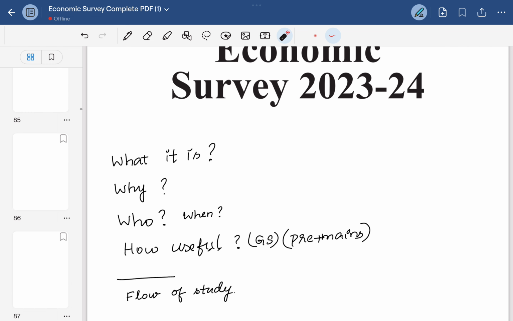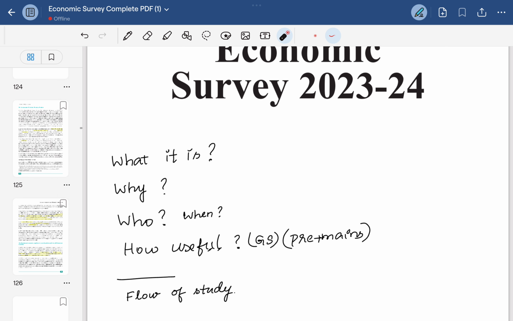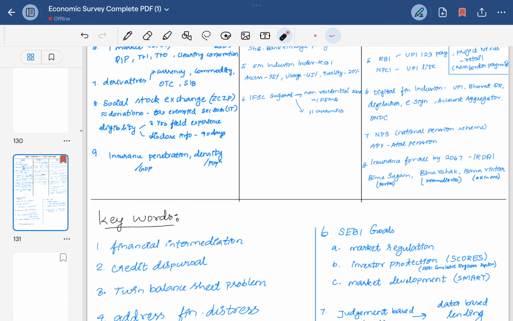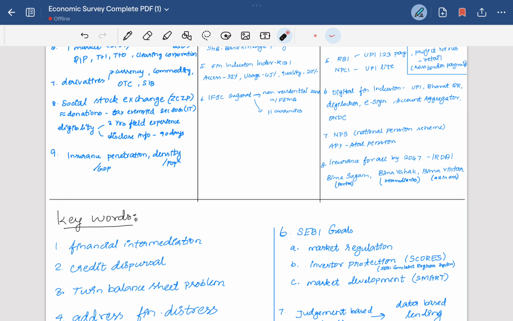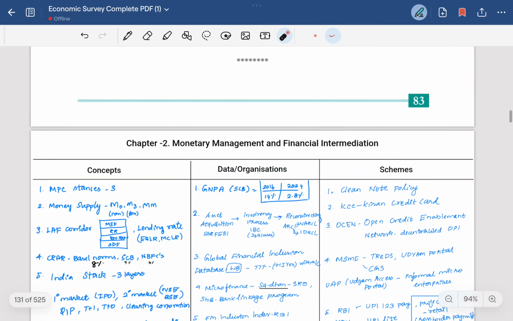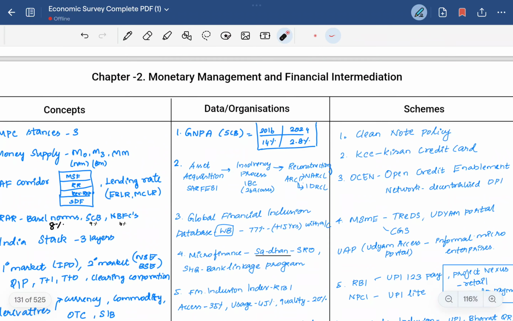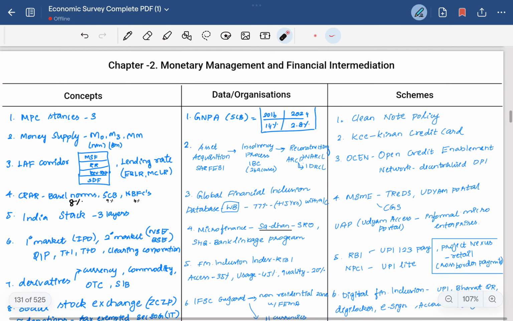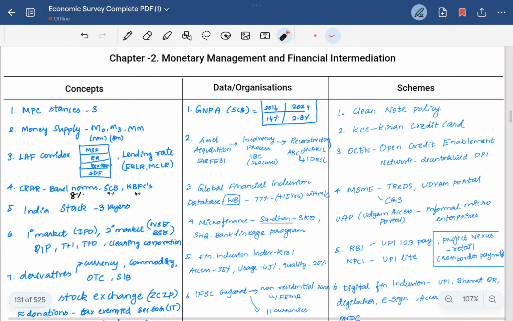I suggest you watch the first chapter of this Economic Survey, and then come to the second chapter. I have also provided one-pager notes for every chapter, so that it is easy for you to revise and replicate in the answer sheets during the mains examinations or other papers. I will also attach the PDF of the one-pager notes in the description box.